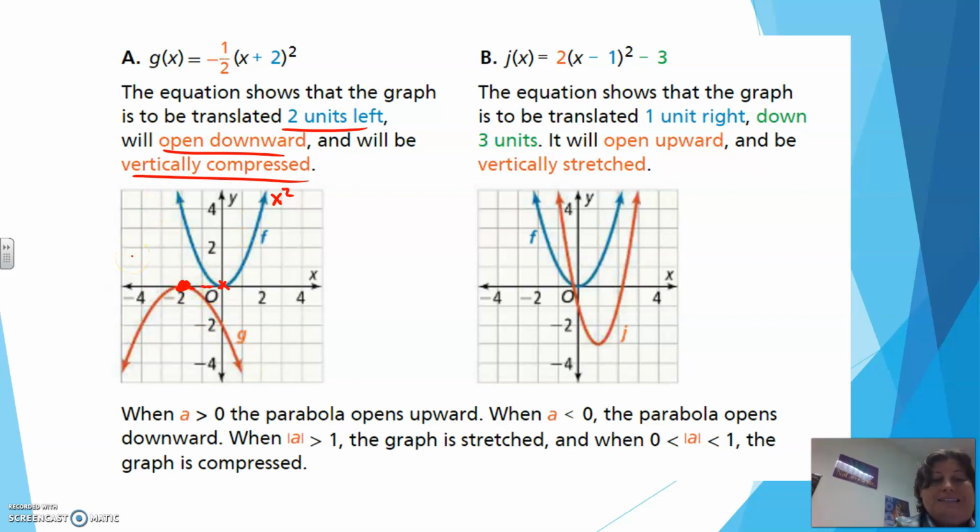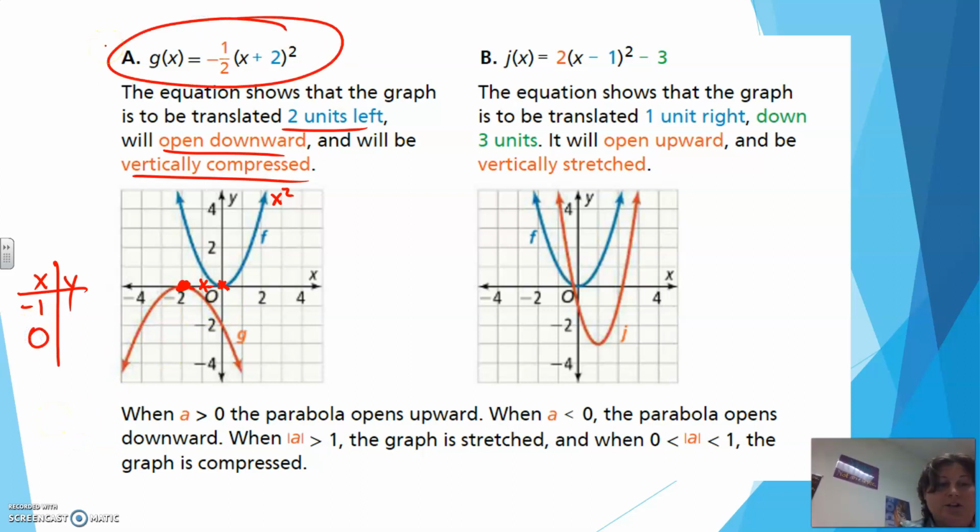In order to figure out exactly where those points go, sometimes I like to take a T chart, and I can take 2 points right next to the vertex. So if I plug in x is negative 1 and x is 0 into the original equation, that allows me to figure out exactly where that point is. So if I plug in negative 1 plus 2 is 1, 1 squared is 1, 1 times negative 1/2 is negative 1/2. So this point is actually at negative 1, negative 1/2, and then you can just reflect it across that line of symmetry.